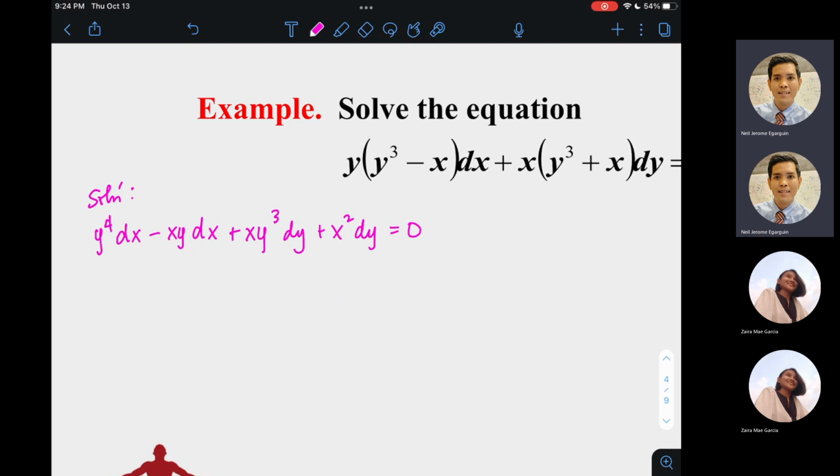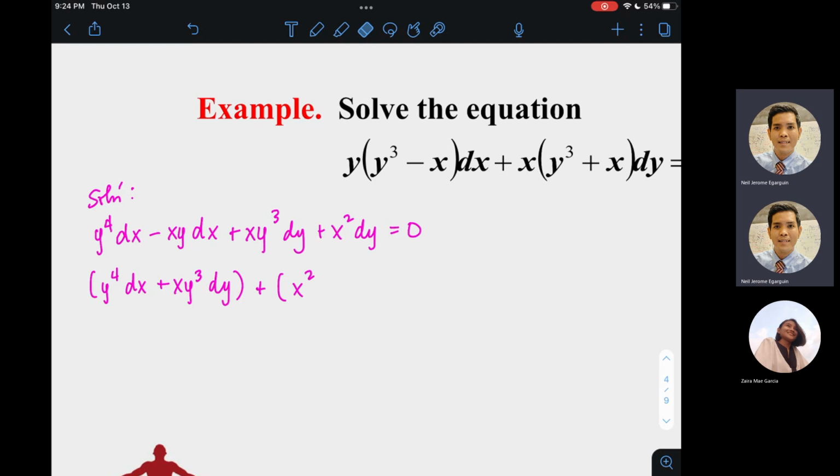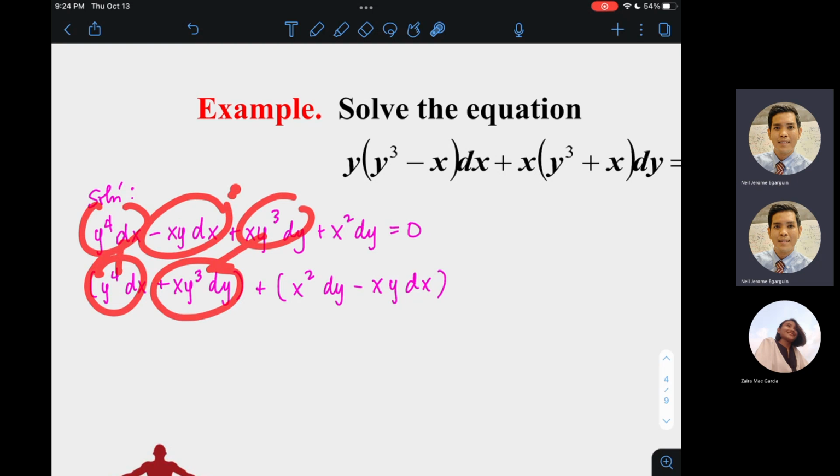Okay? So isa lang yung option ko. Ang gagawin ko ngayon, i-group ko yung first at saka yung third term. So I'll have (y to the fourth dx plus xy cubed dy). Then I'll have (x squared dy minus xy dx). Hindi ko pala nawawala yung mga differential, no? Ginugroup ko lang siya. Alright? So ito ay napunta doon sa group na yan. Itong negative xy, andun siya. Yung x squared dy, andun siya.